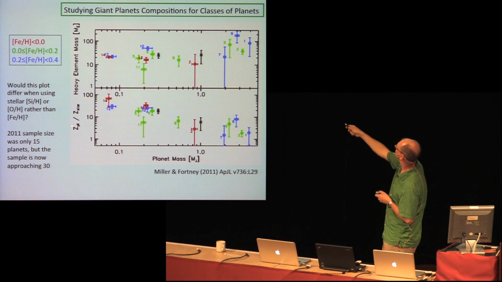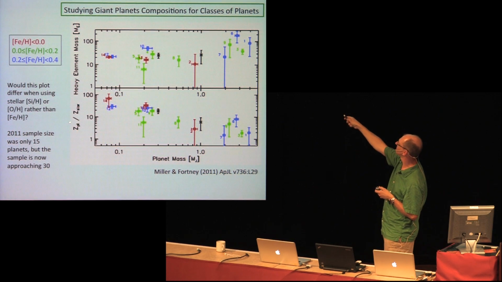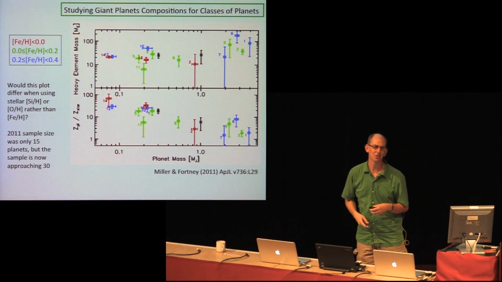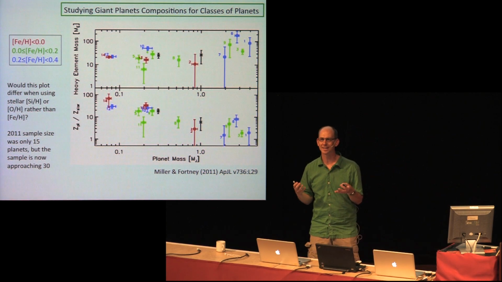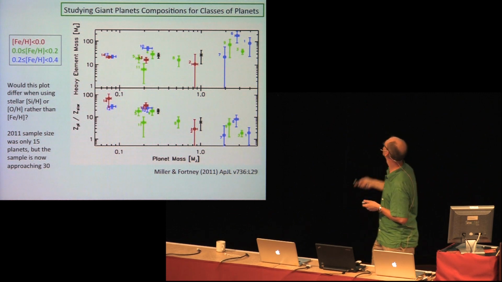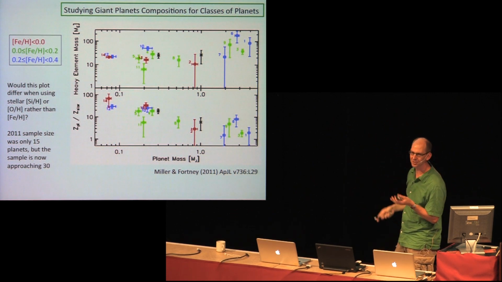You can also plot Z planet divided by Z star. So the Z planet comes from the model. Z star comes from the Fe over H. You can look at the metallicity enhancement of planets. So you can see Saturn compared to its cousins fits in quite well. Jupiter compared to its cousins fits in quite well.